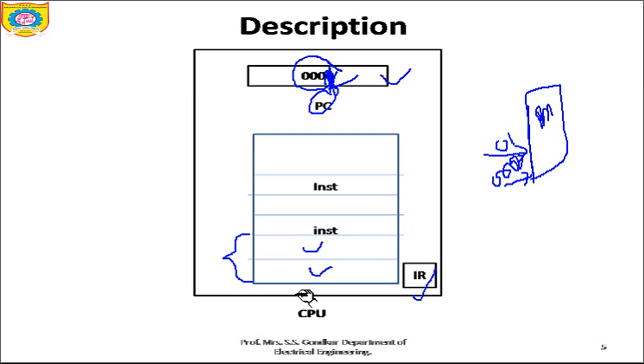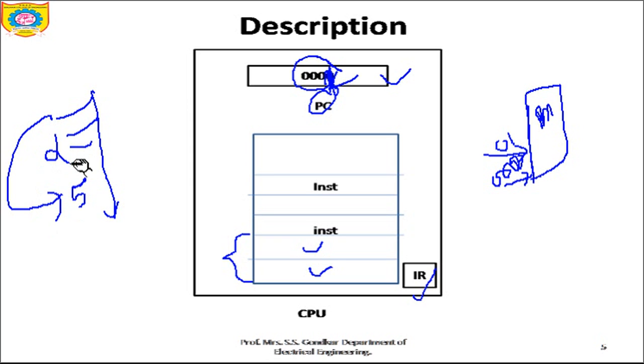Now suppose you assume that an instruction requires a jump to instruction number 5. Why instruction number 5? See, this is your main program and it consists of different instructions. If we want to jump from instruction number 1 directly to instruction 5, we want to skip the in-between instructions.